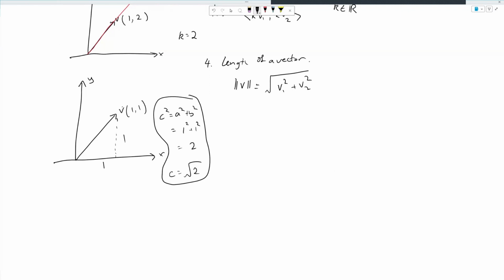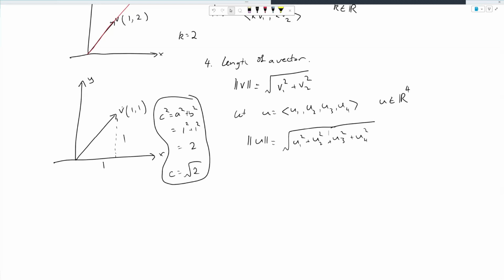This is also true in higher dimensions too. Okay, so if we let u equal, let's say, u1, u2, u3, u4. Okay, so 4 dimensions, where u is within the real numbers and is in 4 dimensions. Then the length of u is equal to the square root of u1 squared plus u2 squared plus u3 squared plus u4 squared. Okay, so this stays consistent in higher dimensions as well. Very important to know as you go into higher dimensions.